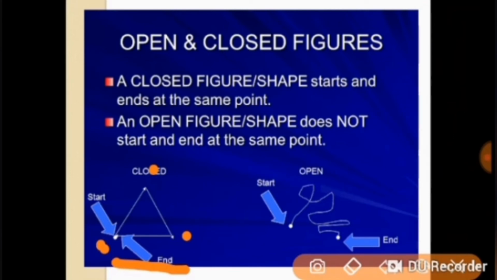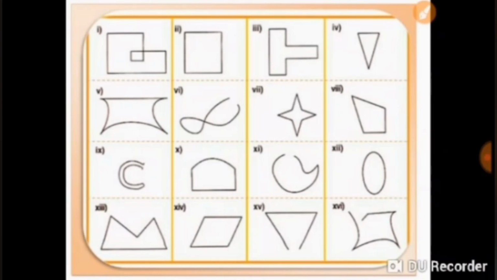The second shape is an open figure or an open shape. In this picture you can see the starting point and the end point are different. It means the point from where we start drawing the shape has taken so many turns and twists. After that it ends at some other point, which keeps this shape open. Now here in this picture, let us identify various types of closed or open shapes. So you have been given a number of pictures starting from number 1 to 16. Let us find out which of these are open and which of them are closed.